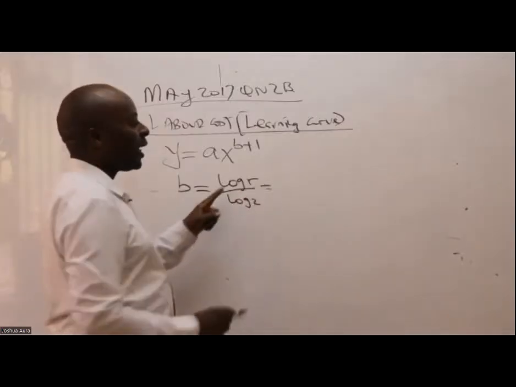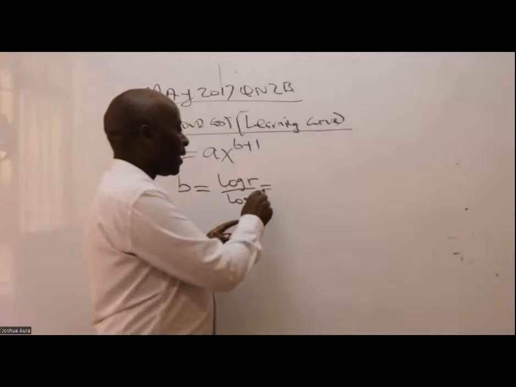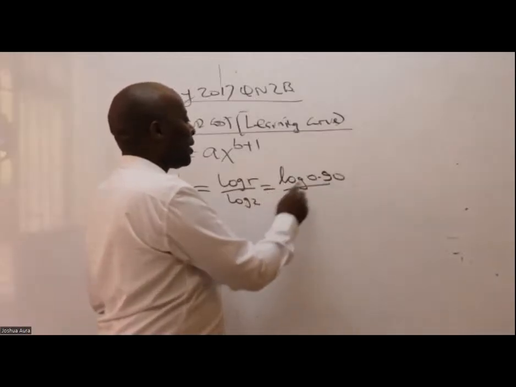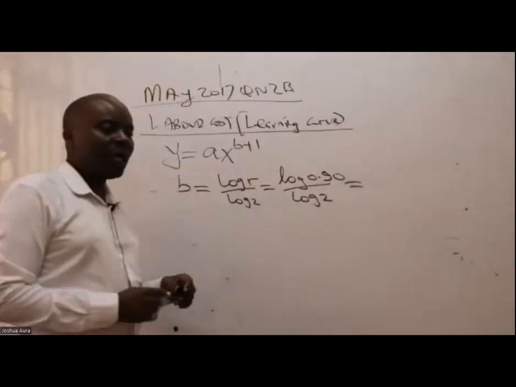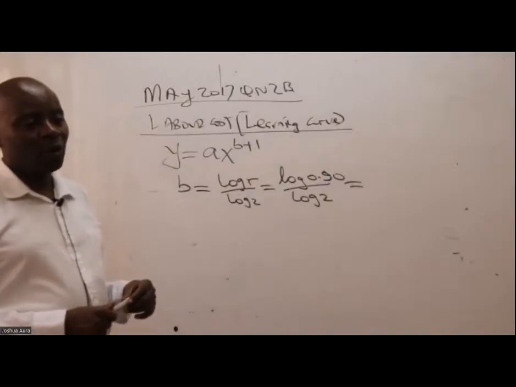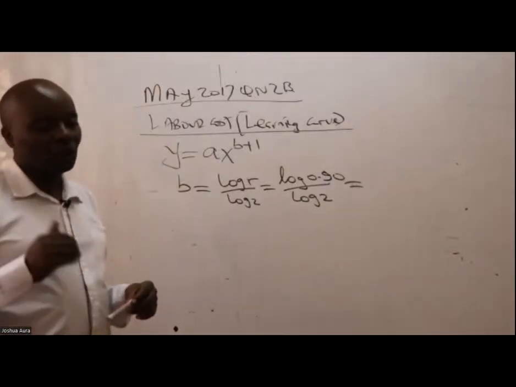Have they given us the learning rate? Yes, it is 90%. 90% over log 2. So it is log 0.9 divided by log 2. This examiner was a good examiner. He gave me this thing automatically.